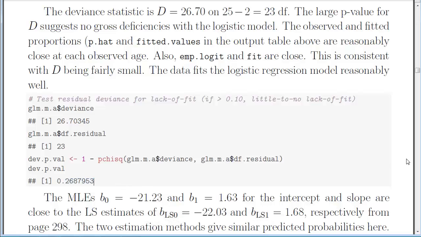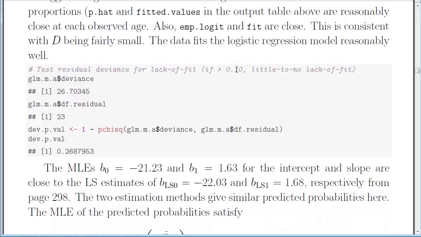We don't have strong evidence here that the model does not fit the data. And a typical rule of thumb here is not to use 0.05, but to use 0.1 as a cutoff.